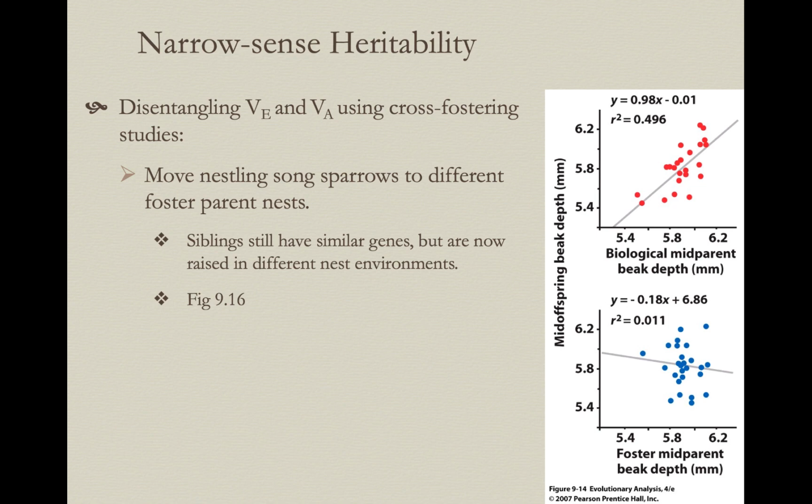But instead, what you see is there's really no relationship at all between what mid-parent you got and the size of their bill and the size that you end up producing. So this tells you that there really is not much of an environmental impact here on bill size. This is really a highly heritable trait, and it is due almost entirely to the additive genetic component. So the slope here indicates that narrow sense heritability is 0.98.